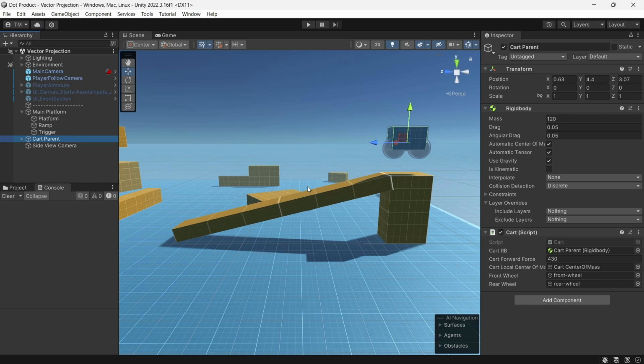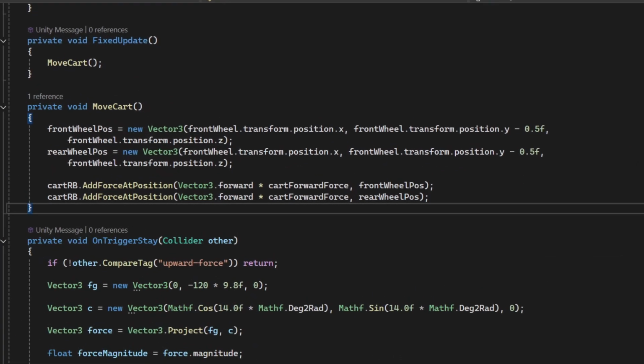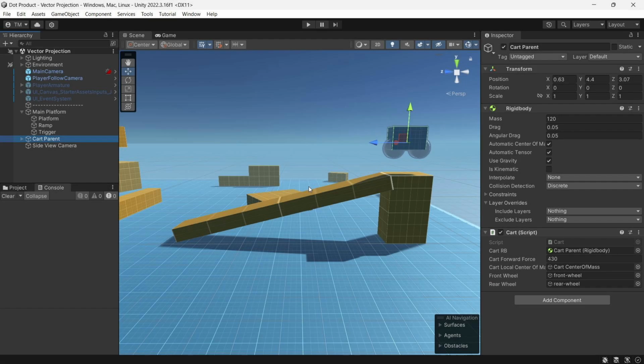Let me quickly show you the code. It's quite simple. As you can see, I apply forces at both the front and rear wheels in the forward direction. I subtract a small offset value from the y component of each wheel's position, so the forces are applied slightly below each wheel. Before discussing the code that handles the projection and applying the force in the opposite direction to stop the cart, let me show how we determine when to apply this force.